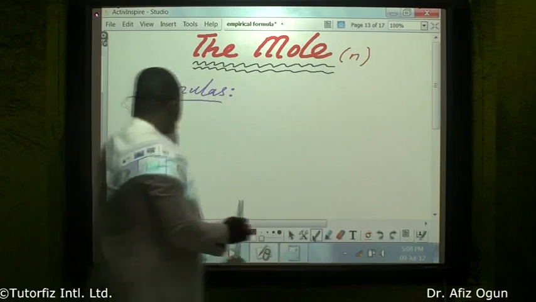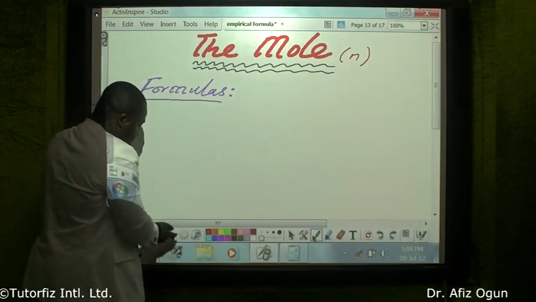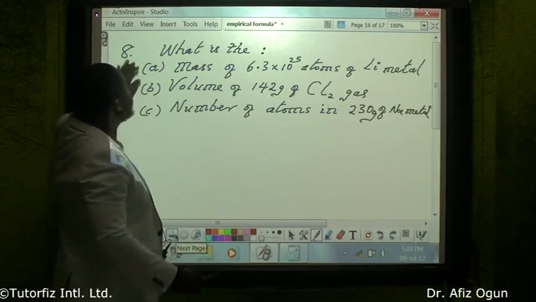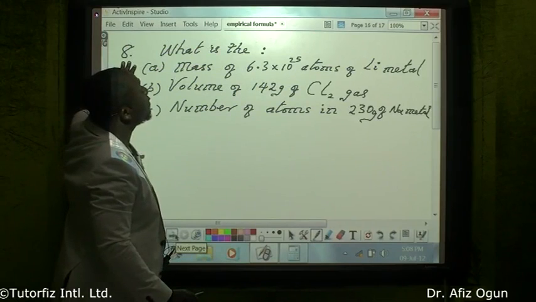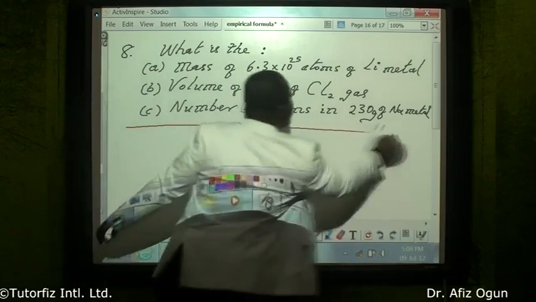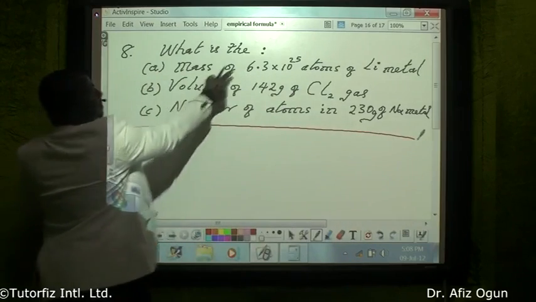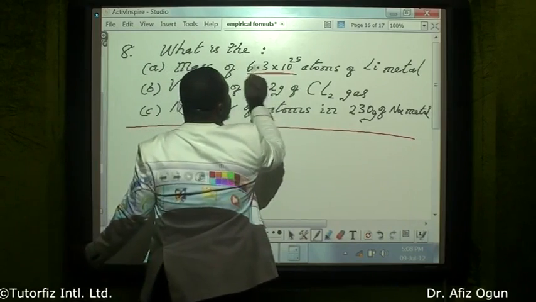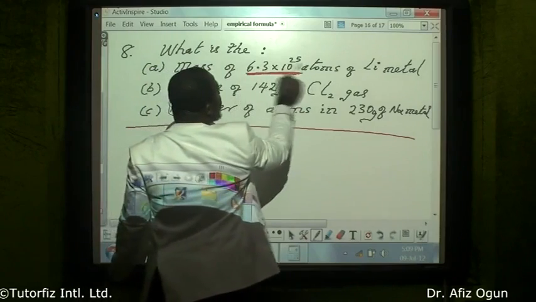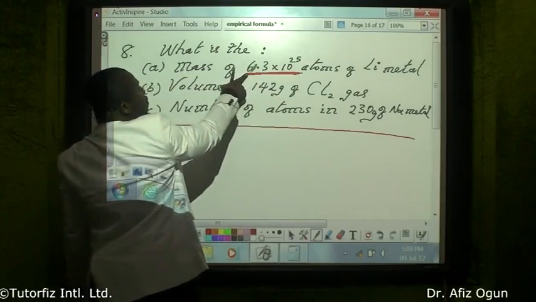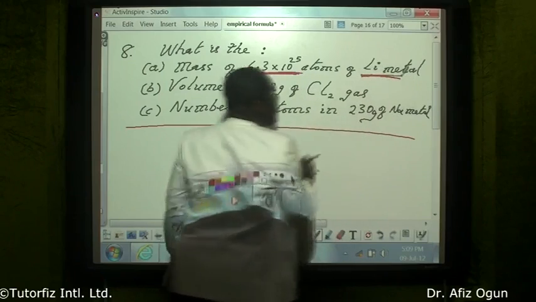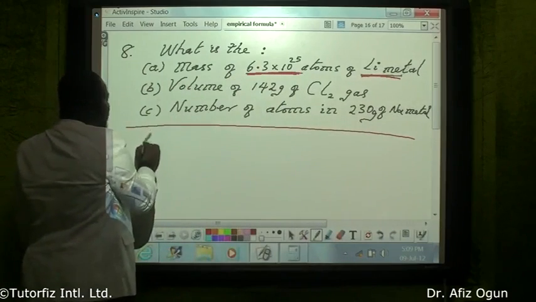Now let's look at number 8 question, which I like so much. What is the mass of 6.3 times 10 to the power 25 atoms of lithium metal? With this, I can get the number of mole. After getting the number of mole, I will now use the number of mole and the molar mass of lithium to get the mass of lithium. So first, let me get the number of mole.